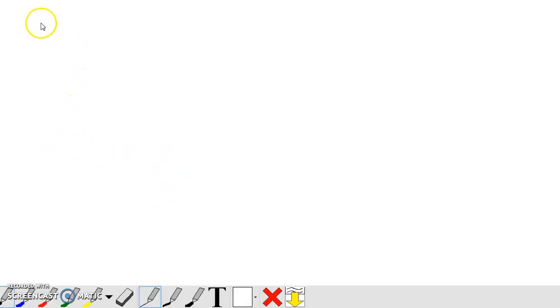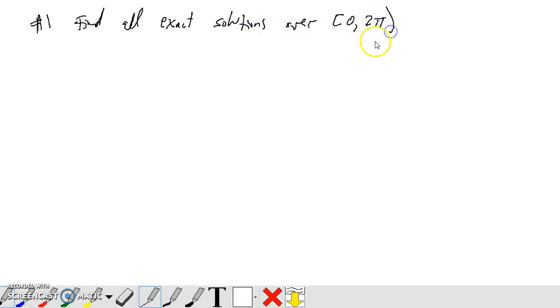So this will be number 1. Find all exact solutions over the period 0 to 2 pi. And again, we can always change the period. It doesn't have to be from 0 to 2 pi. I can make the start and the stop at any number. So we want to pay attention to that, but for right now, we'll keep it simple.